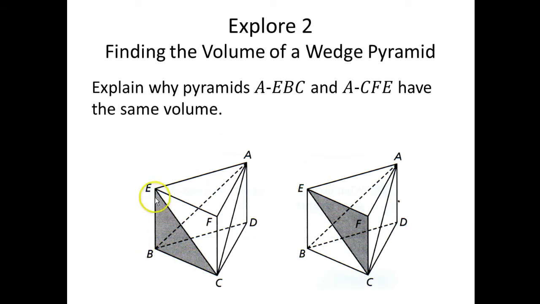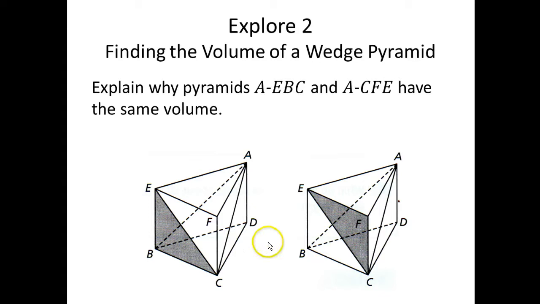So by drawing in the diagonal EC, you'll notice I've created two additional pyramids that are separate from my original pyramid ABCD. Notice I've created a pyramid AEBC. Okay, so here's the base of that pyramid I just referred to, and the pyramid ACFE. Now notice that these two pyramids are going to have precisely the same volume.